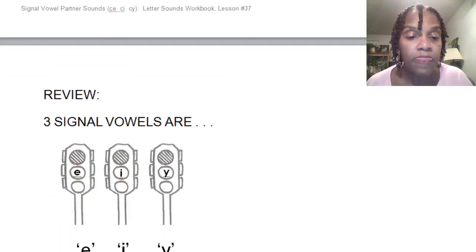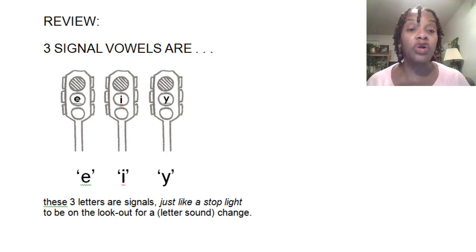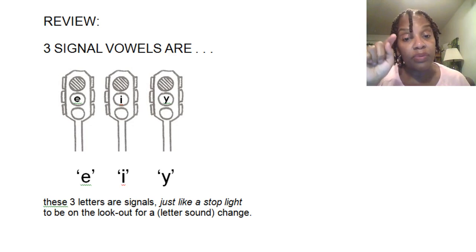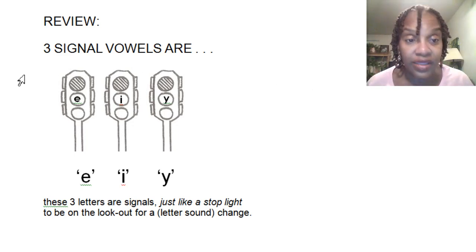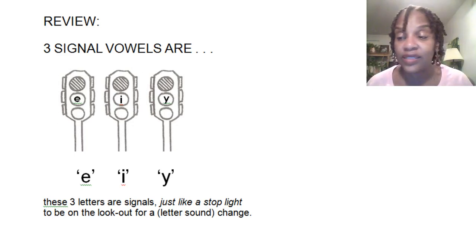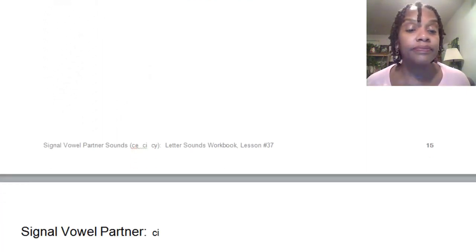What's next? All right, so let's do a quick review. The three signal vowels are E, I, and Y. And these three letters are signals because just like a stoplight, it's a signal for you to be on the lookout for a sound change. Now we just learned about the letter E partnered with the letter C. Now let's learn about the letter C partnered with the second signal vowel, I. All right, here we go.